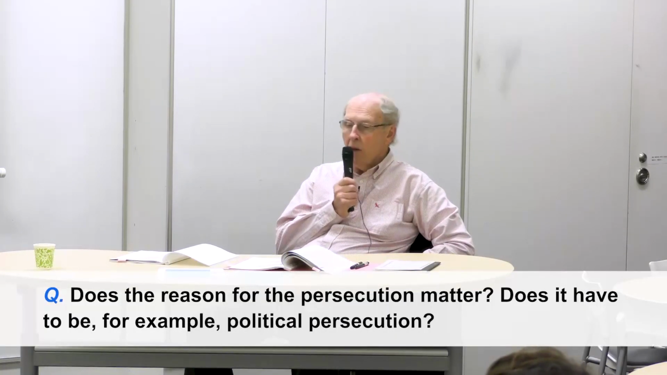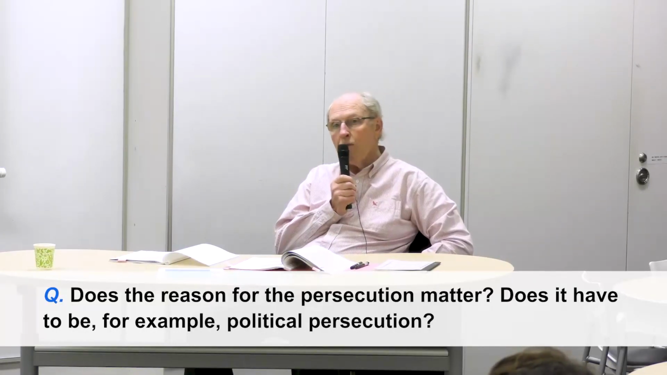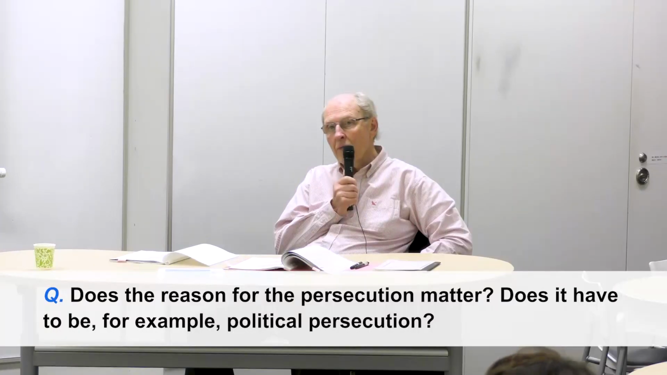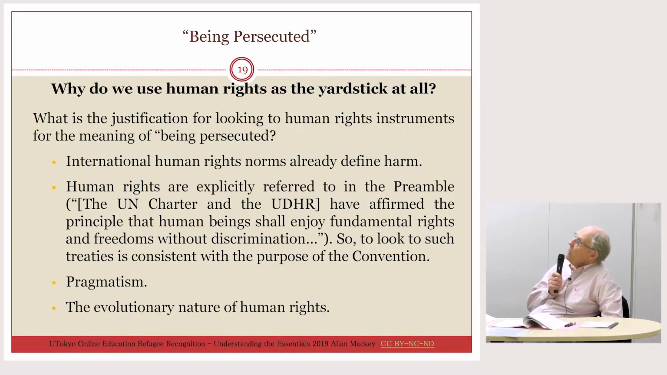Yes, we'll come on to that. If you remember, we looked at Article 1A2, and it said being persecuted for reasons of race, religion, membership of a particular social group, nationality, or political opinion. So we'll come on to that in a minute. In other words, it restricts you to just those reasons, but the definition of those covers quite a lot of ground still. Okay, next one.